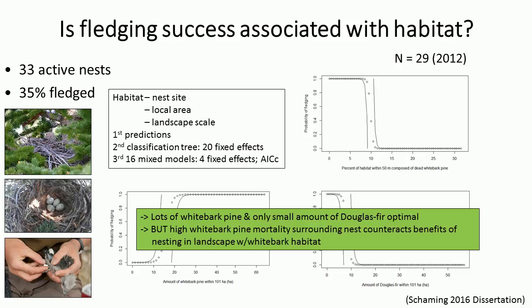So, key points: lots of whitebark pine and only a small amount of Douglas fir seems to be optimal. And high whitebark pine mortality surrounding the nest seems to counteract the benefits of nesting in a landscape with whitebark pine.